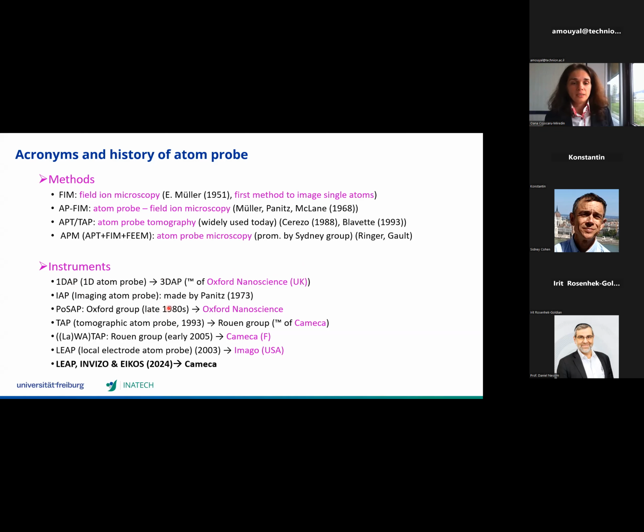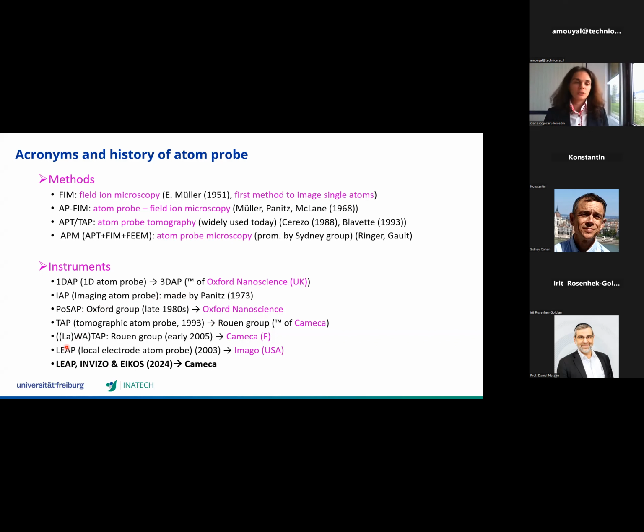In the 1980s, the Oxford group had developed the position-sensitive atom probe. So the detector had been strongly developed so that it gets much more sensitive to the position of the atom on the detector, and had been commercialized by Oxford Nanoscience. But in parallel, in 1993, the French group, the competitors, let's say, developed also the tomographic atom probe and had also developed the laser assisted version.